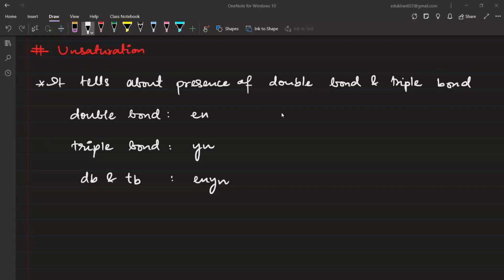ठीक है, if double bond and triple bond both are present, then we write it as En, Yn. If there is no double or triple bond, then we call it as An. Okay. Now, it tells about the presence of double bond and triple bond between carbon atoms. Is that clear? Yes or no? Please tell me. Yes, sir. Okay.